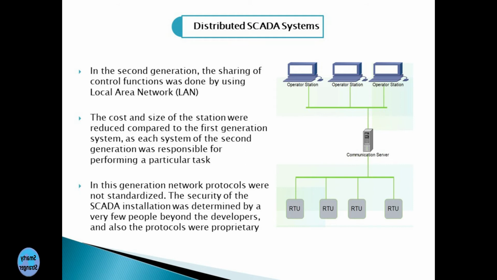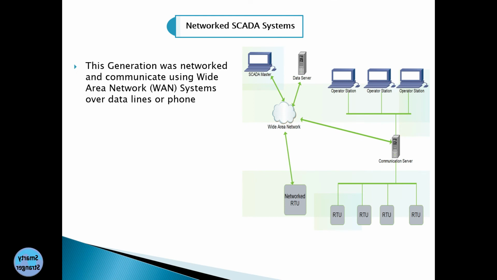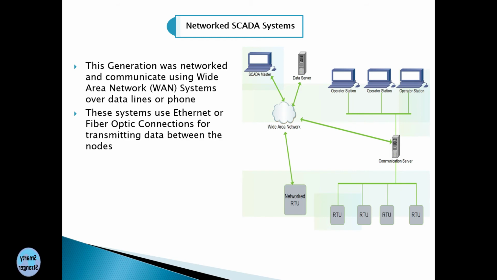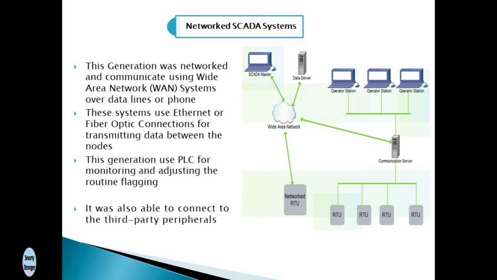The third generation was networked and communicated using wide area network, WAN, systems over data lines or phone. These systems use Ethernet or fiber optic connections for transmitting data between the nodes. This generation used PLCs for monitoring and adjusting routine tasks. It was also able to connect to third-party peripherals.